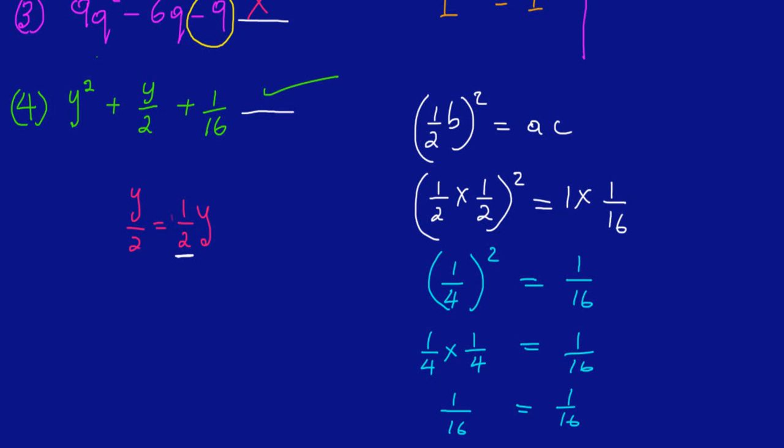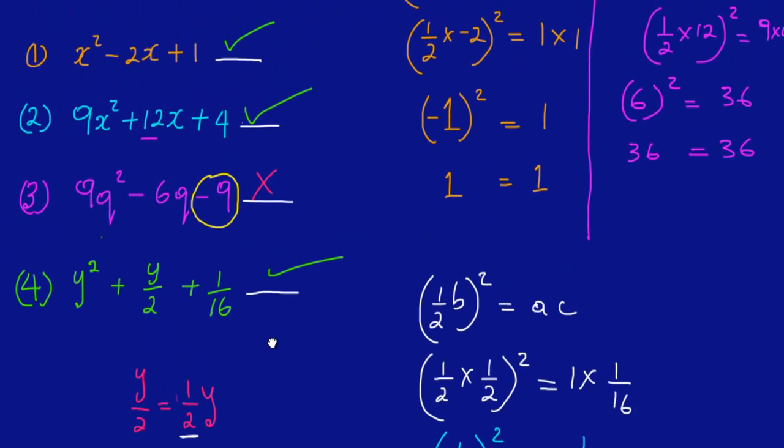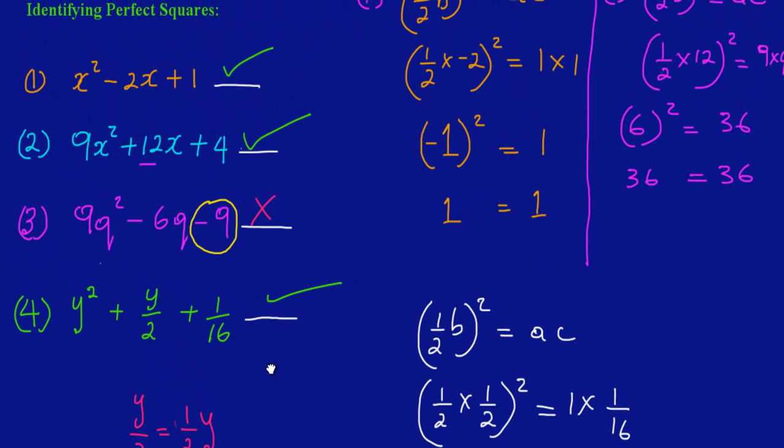So in this exercise, we had 3 perfect squares and one that wasn't. So it's that easy, guys. And as we go along, you'll get used to it.